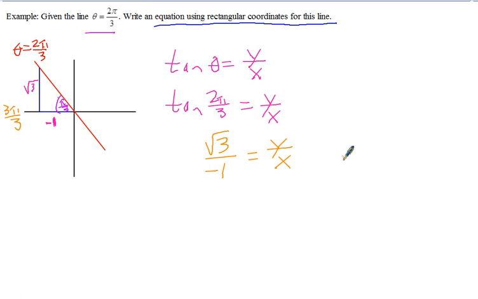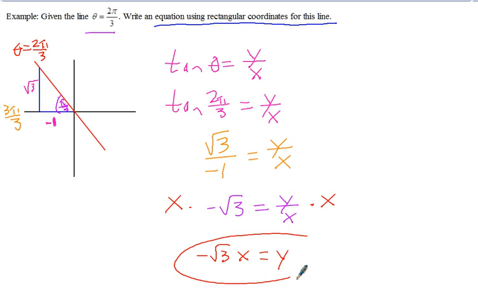And then just to write it the regular way with the rectangular coordinates, this is just negative square root of 3. You could cross multiply here, or you could just simplify that side. And then if you multiply both sides by x, you get y equals negative square root of 3 times x. So that's our equation, or if you want to write it the way it's usually written, y equals negative root 3x. So that would be the equation in rectangular coordinates.